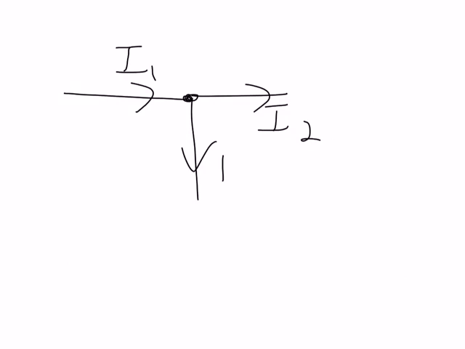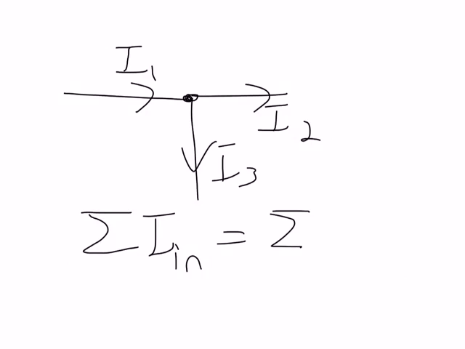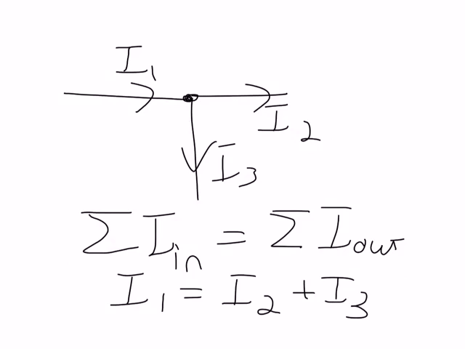The junction rule says that if I have some currents coming into a junction and I have some currents leaving the junction, the sum of all the currents in must equal the sum of all the currents out. So in this case, it means that I1, the only current that's in, must equal I2 plus I3. Okay? Fairly straightforward, I hope.